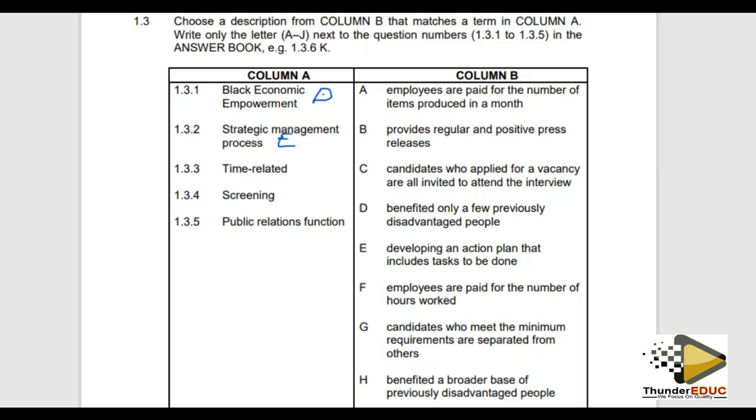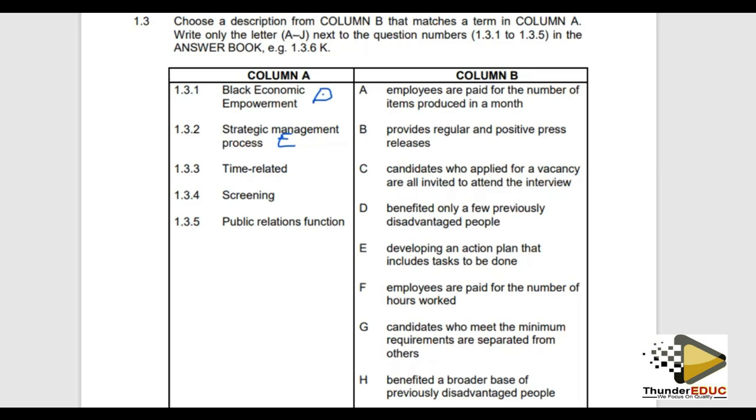Okay, right, great. So now moving on to the next question, we have 1.3.3. In 1.3.3, we have time related. And time related is an example of a type of remuneration or reward that is given to employees after they have performed their duties or after they have rendered the service. So in this regard, we have two types of rewarding employees. The first one is time related, and the second one is piecemeal.